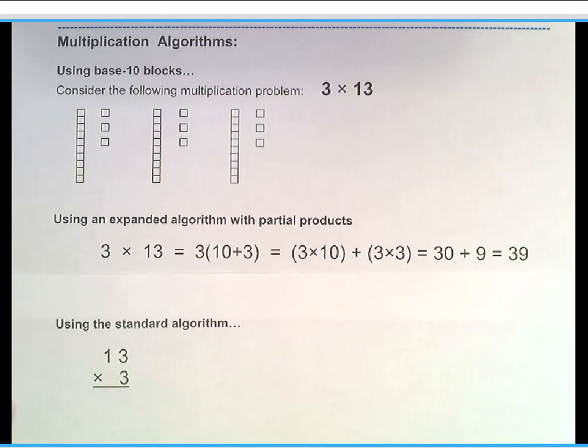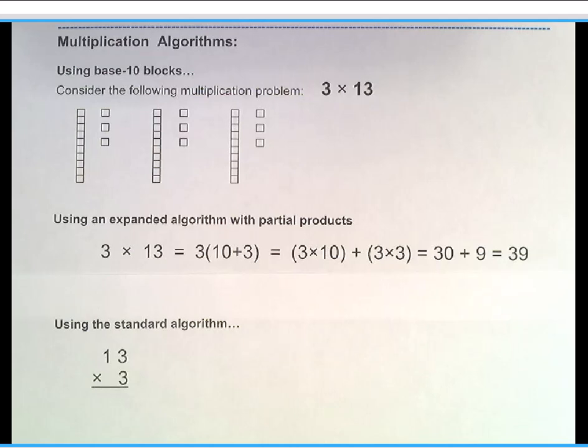All right, now we're going to look at how you can teach multiplication with base 10 blocks. I would really encourage you, if you're in an elementary school and you're teaching multiplication, work with base 10 blocks first. That goes for addition and subtraction as well. But specifically in here, we're going to talk about how you multiply with base 10 blocks.